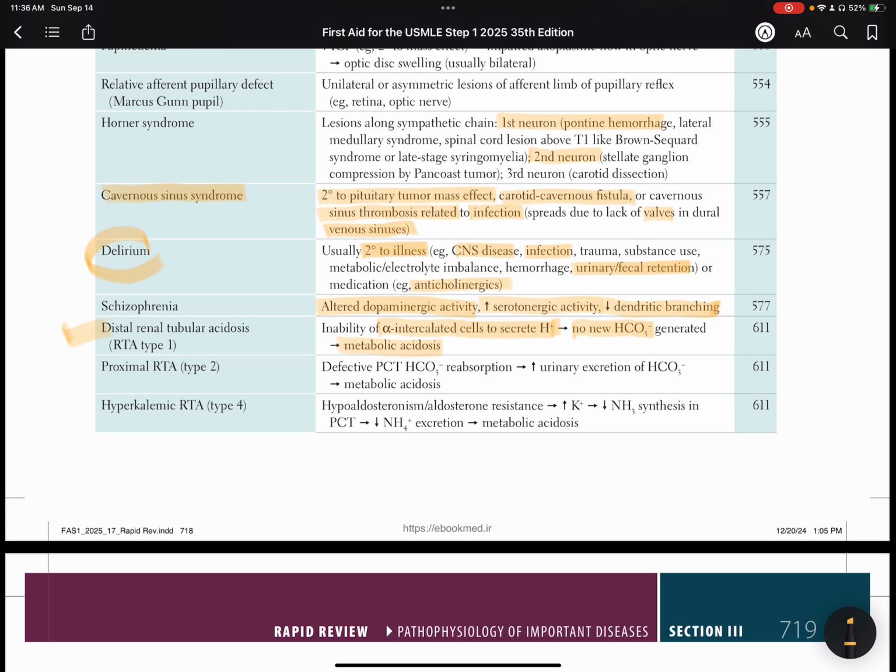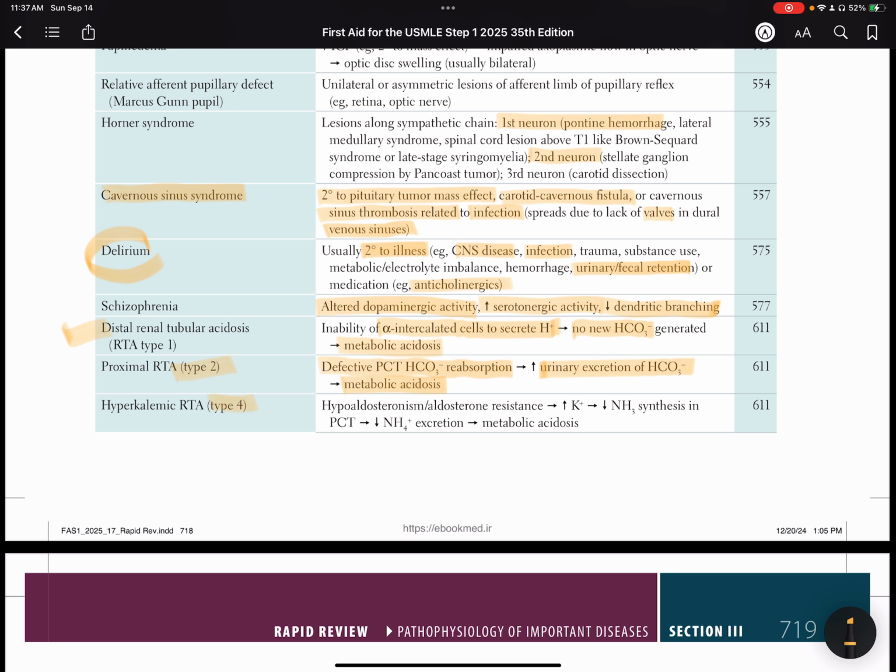Proximal RTA type 2 is defective PCT bicarb reabsorption. So there is a problem in the PCT, proximal convoluted tubule. There is no absorption of bicarb, which leads to increased urinary excretion of HCO3 minus and leads to metabolic acidosis.